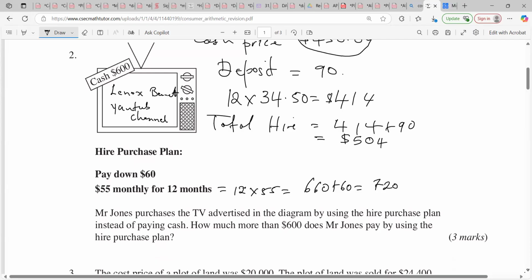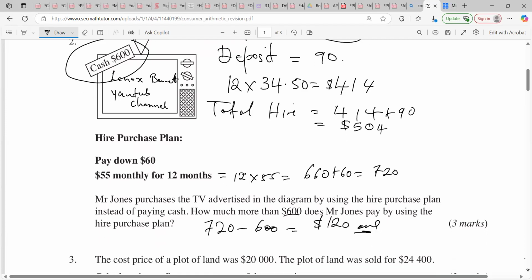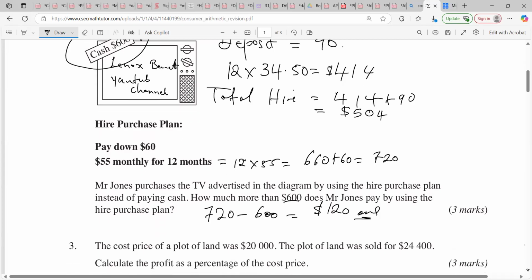So Mr. Jones purchased the TV advertised in the diagram by using the hire purchase plan instead of paying cash. How much more than the cash price does Mr. Jones pay? So it would have been $720 minus the cash price, which is only 600. So you would have paid $120 more, and that would be the answer. Let's move on to another one.